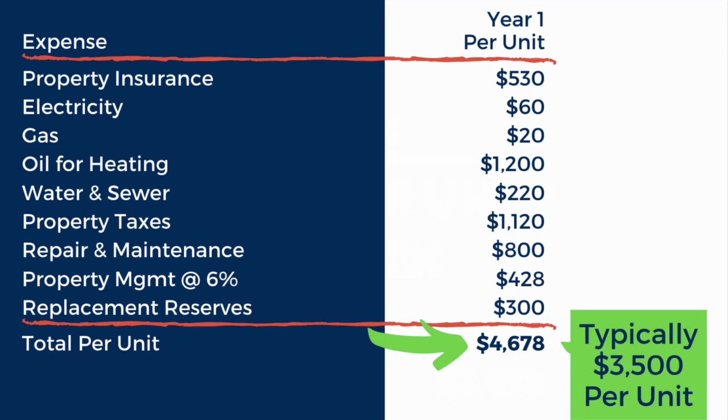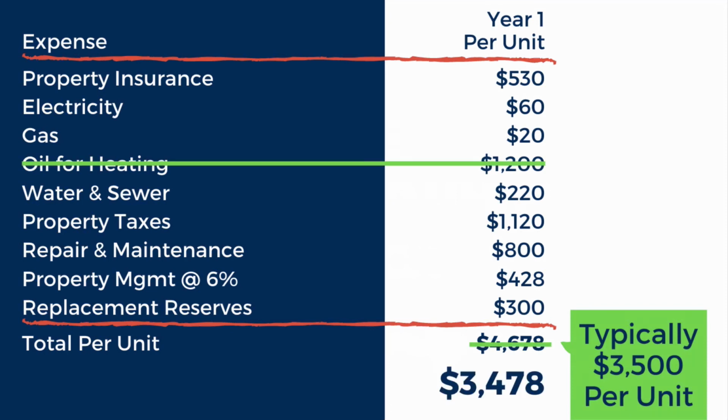Well, one of the reasons, and the reason here, is that we're including an expense that the typical property doesn't have. You see, at this property, we're paying for the oil to heat the place. In the pool of properties that make up that $3,500 per unit average, the tenants are paying for their heat. And that's more common in this market. So you get rid of that oil for heating, and you finally have an apples to apples comparison. And we are looking at approximately $3,500 per unit at this property. So I'm feeling pretty good about this number.